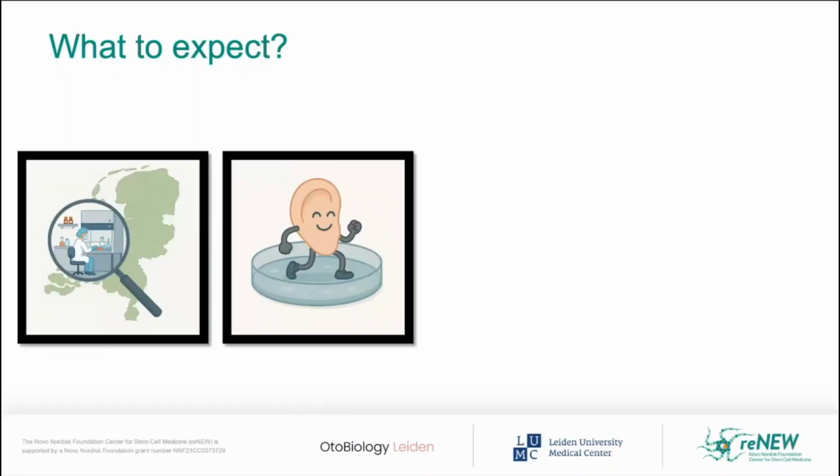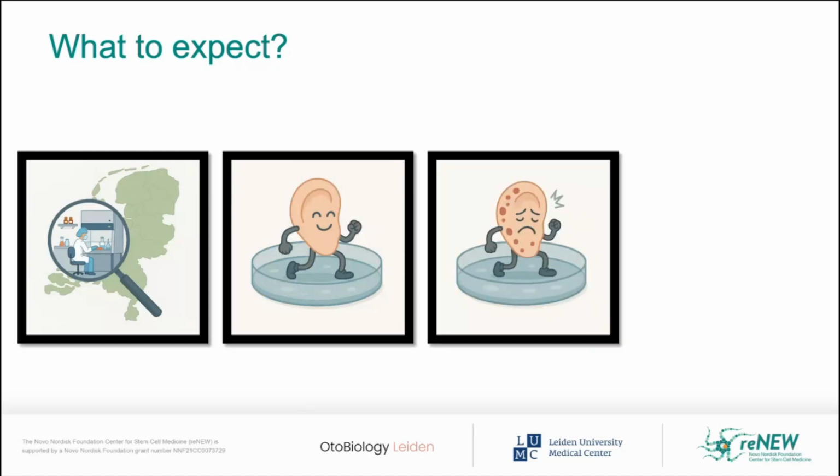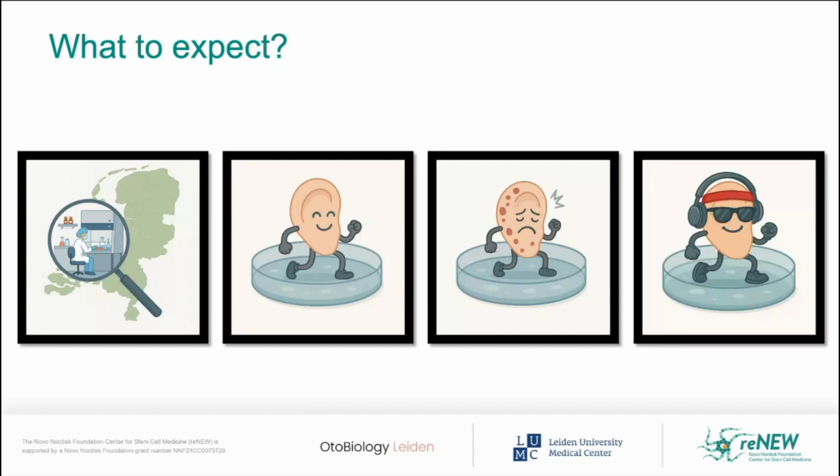We're going to talk a little bit about the research we're doing in Leiden. Then we're going to talk about our organoid model, so that's the inner ear in the dish we're working with, and how we also use it to study disease. So when we genetically modify them, how does this inner ear organoid model change? And lastly, we're going to talk about how we recently improved this organoid model a little bit.